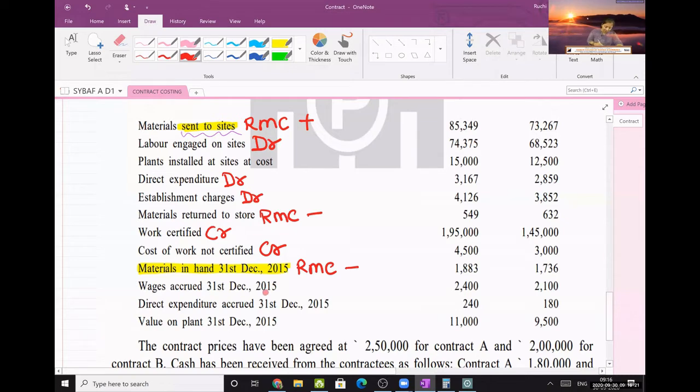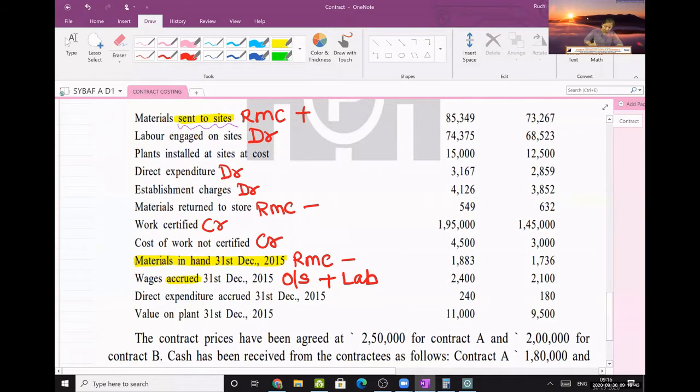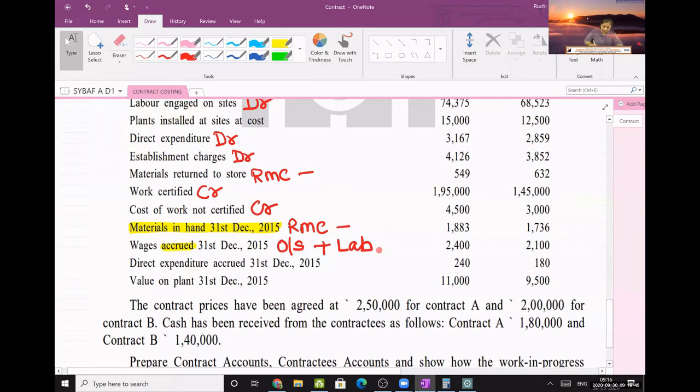Okay, wages accrued. So these are outstanding wages. Okay, accrued means outstanding. Outstanding wages. कहाँ जाता है? Add. Obviously, yeah, this is outstanding. So what will I do? I will add it to my direct. I will add to labor. Okay, yeah. और इसका second effect कहाँ दिखेगा?